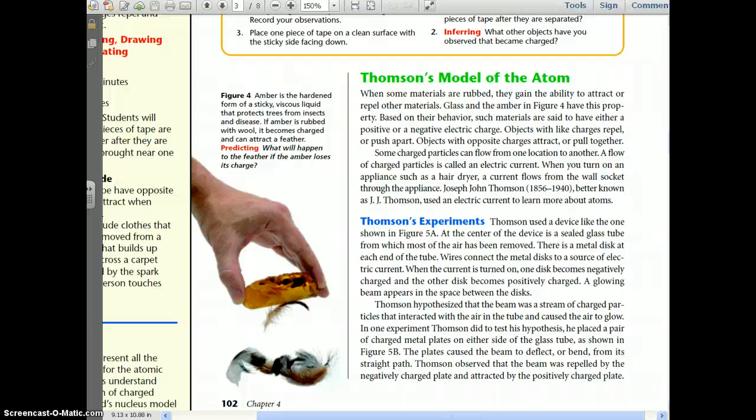A glowing beam appears in the space between the discs. Thomson hypothesized that the beam was a stream of charged particles that interacted with the air in the tube and caused the air to glow. In one experiment Thomson did to test his hypothesis, he placed a pair of charged metal plates on either side of the glass tube, as shown in figure 5b. The plates caused the beam to deflect or bend from its straight path. Thomson observed that the beam was repelled by the negatively charged plate and attracted by the positively charged plate.